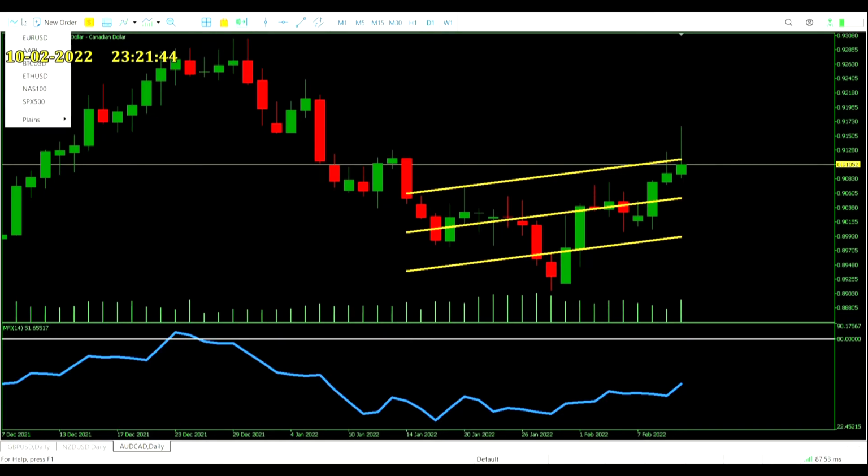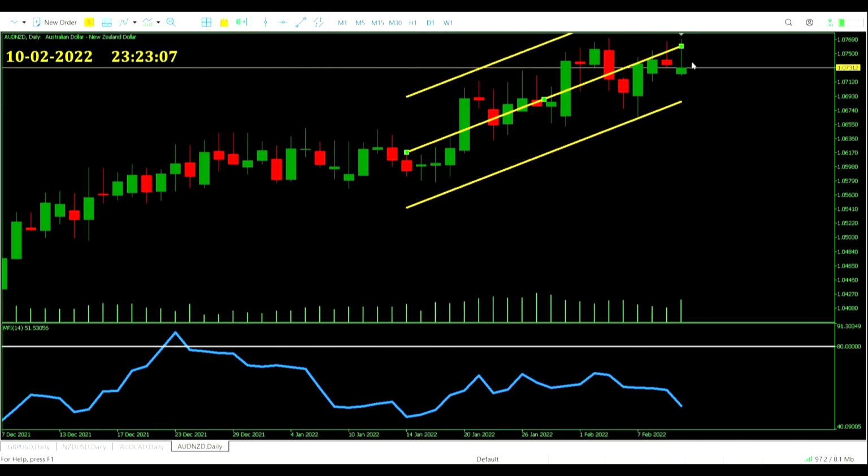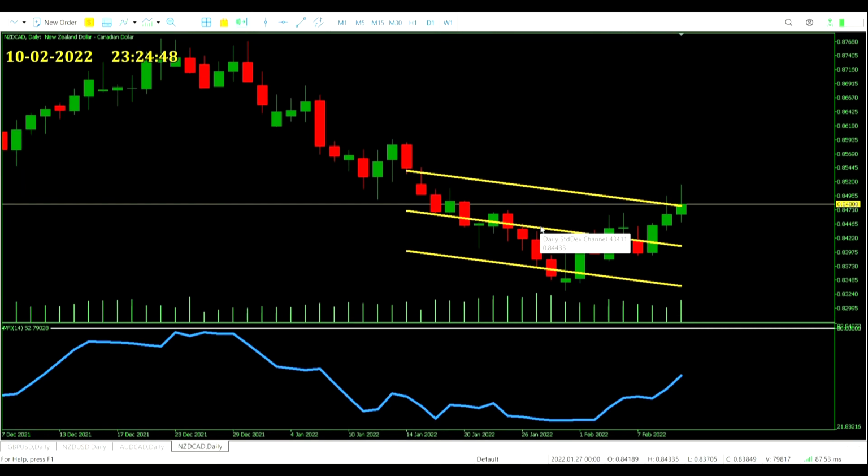3 signals so far. Australian dollar, New Zealand dollar, we've got the reversal candle, but price is inside the standard deviation channel. No signal there. And we've got the same signal on the New Zealand dollar, Canadian dollar as well. So that's all 4 of our signals.